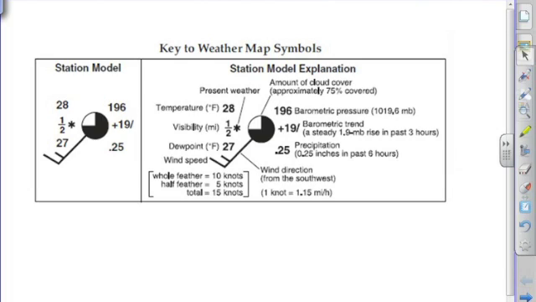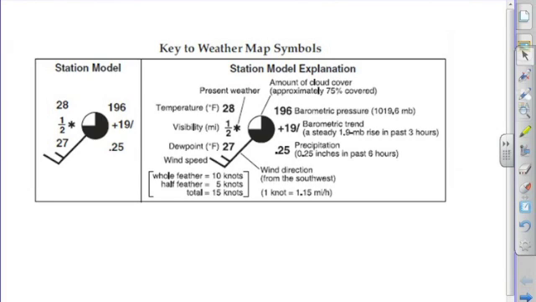Welcome. Today we're going to be looking at the key to weather map symbols, specifically focusing on the station model portion of this chart found in your Earth Science reference table. The station model explanation gives us a tremendous amount of free information. Not only does it tell us what information sits where on the station model, but it also gives us the units and a lot of important information about some of the rules when using this information.